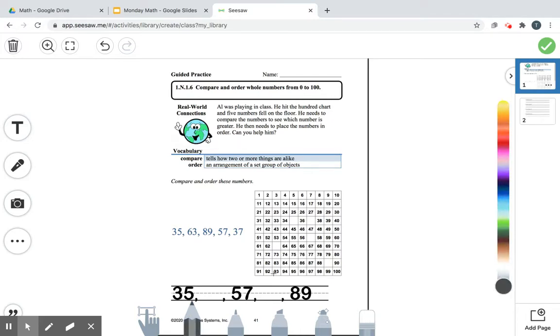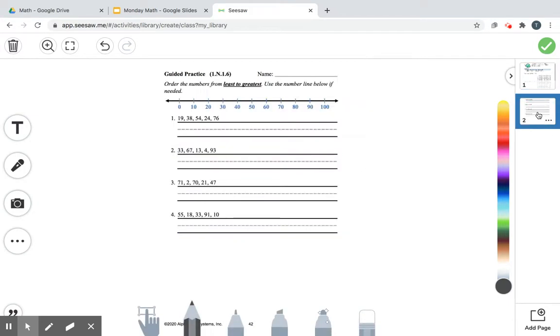So now we can put these numbers in order. 35. What's our next biggest number? 37. And then 57 is our next biggest one. And then we've got what? Yeah, 63 is our next biggest one. Okay, that one was kind of weird. So we're just going to move on to the next one.